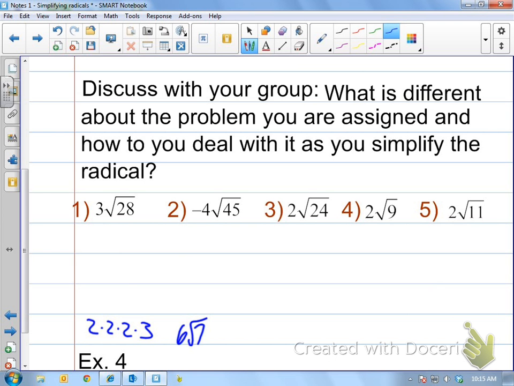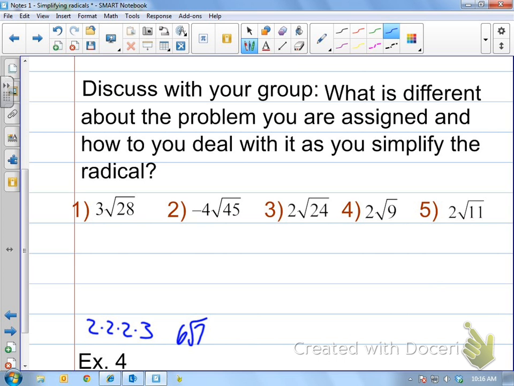On number 1, what's different about this problem? Number 1, what's different about this problem than the one we did? There's different numbers for sure, but we still have a radical symbol. We still have a number under the radical symbol. So what specifically is different? Okay, what number? 3. Why is 3 different? It's in front instead of under.